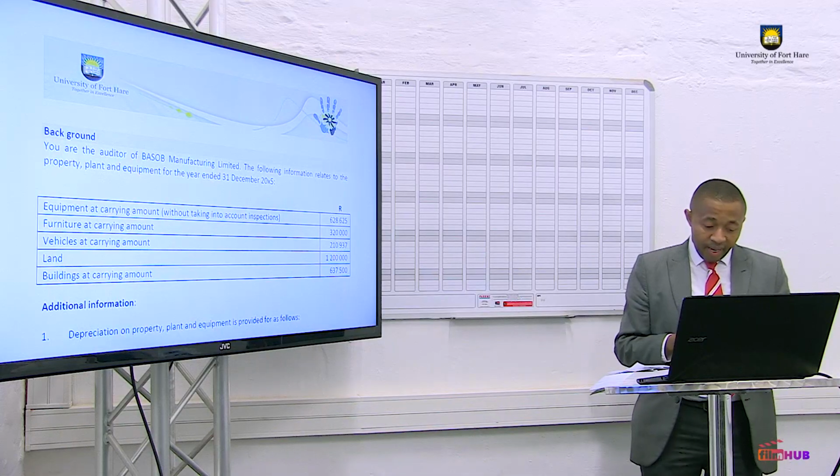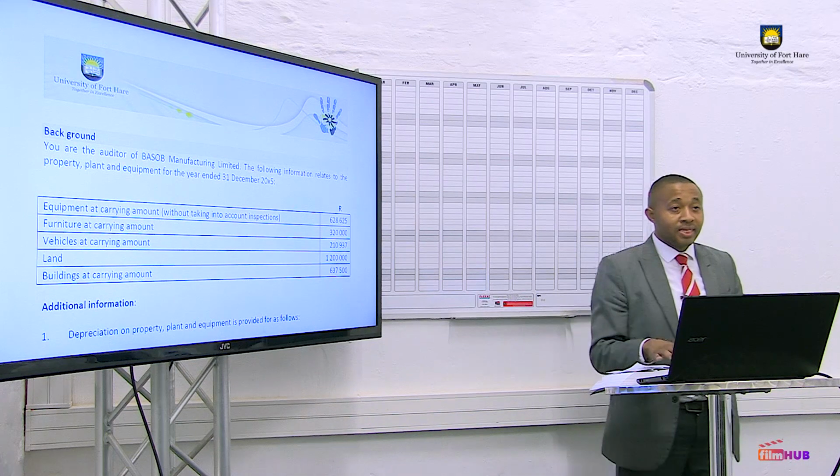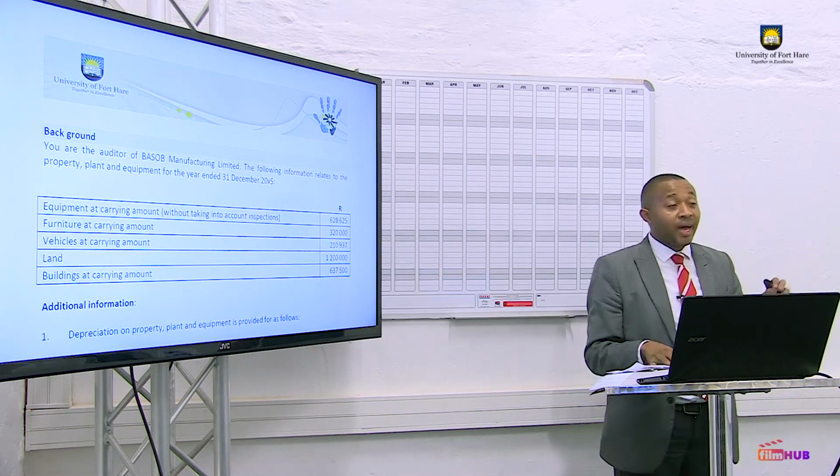I will use this example to show some critical principles of property, plant, and equipment. Within property, plant, and equipment, we need to learn how to recognize and measure the asset at initial acquisition. Secondly, we need to know how to measure it subsequent to acquisition. And finally, we need to be able to disclose property, plant, and equipment.